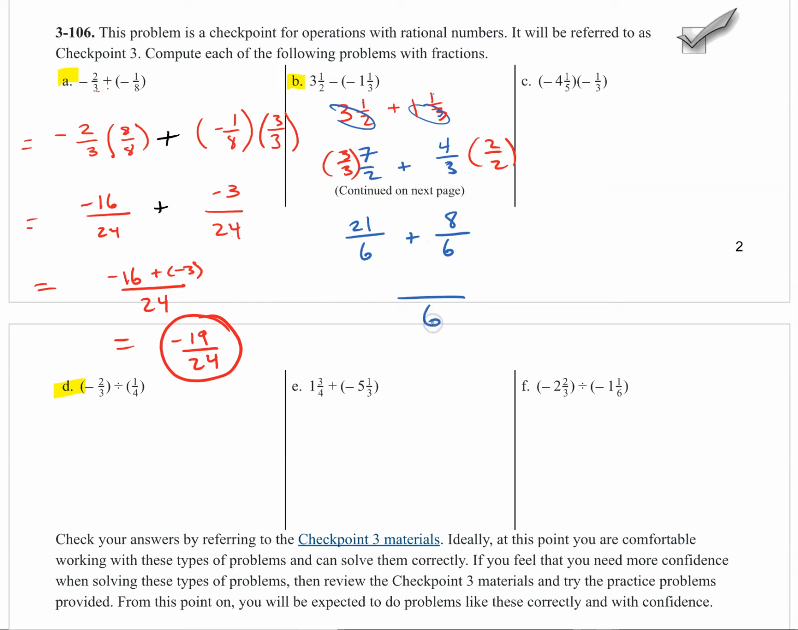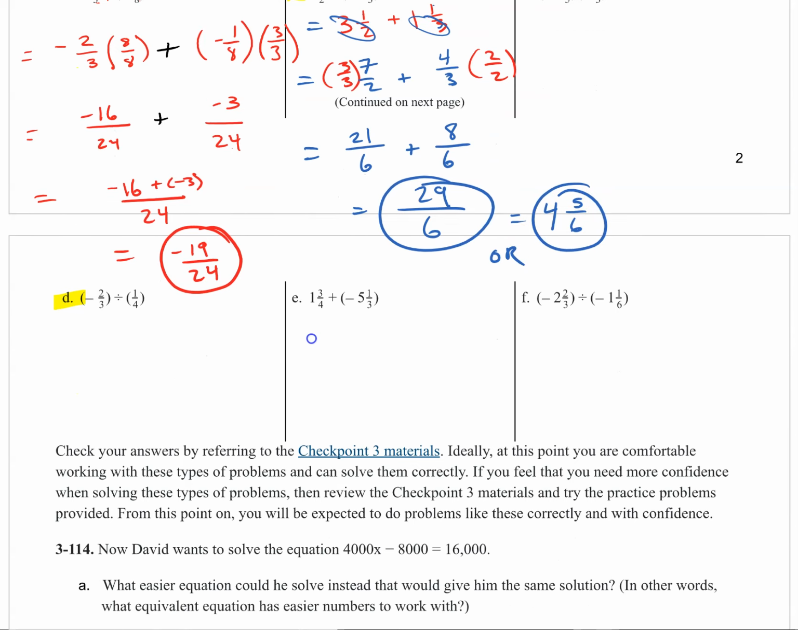Now we can combine them into a single fraction. 21 plus 8 is 29. Okay, if you loved mixed fractions, this is going to be 4. 6 goes into 29 4 times, and it has a remainder of 5. Either one is fine. Part D.